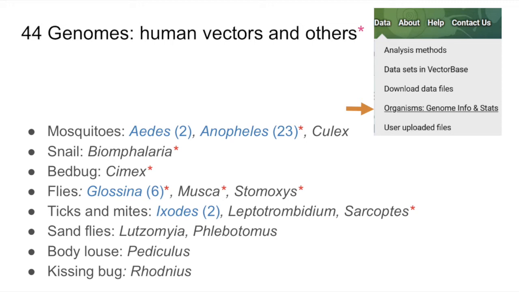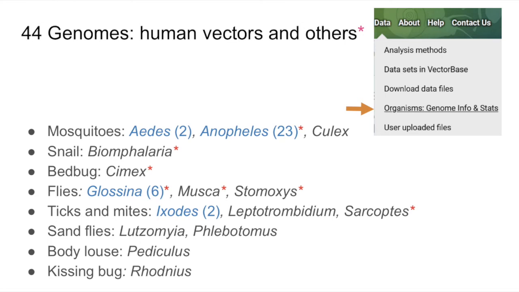We also have Culex, a snail, which is not a vector, but is an intermediate host for a parasite called Schistosoma. We had a bedbug, which is not a vector, but is an ectoparasite. Flies. We have Glossina, which, as you know, are the vectors of parasites for both human and veterinary importance. And for comparative purposes, Glossina was sequenced with two other flies, Musca domestica and Stomoxys calcitrans.